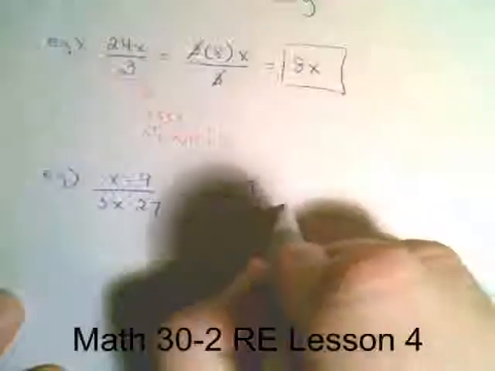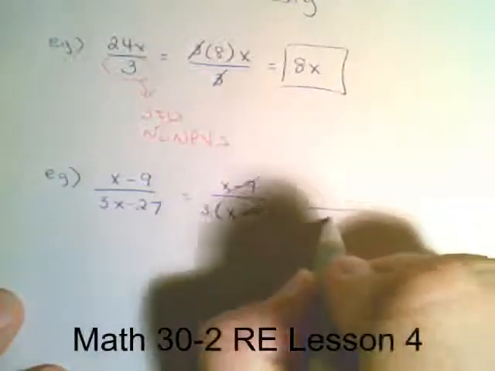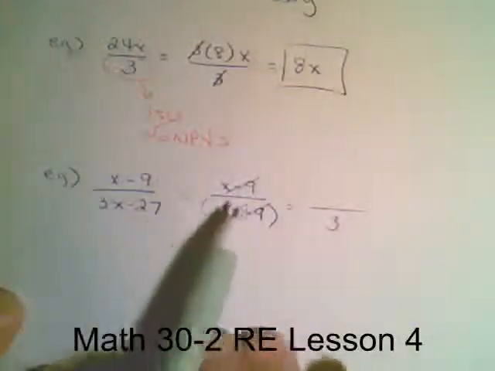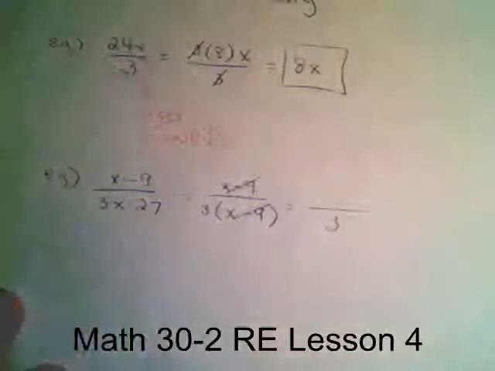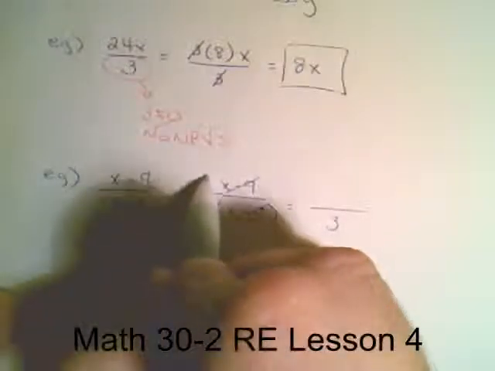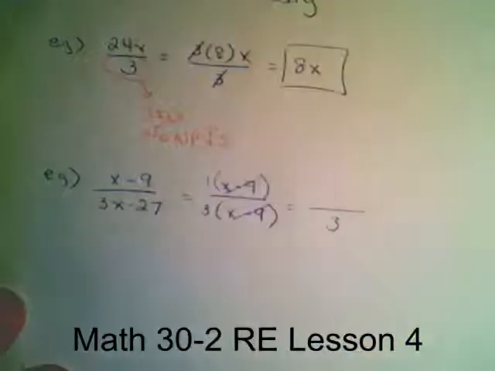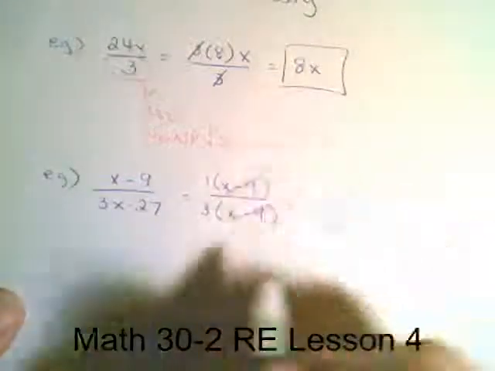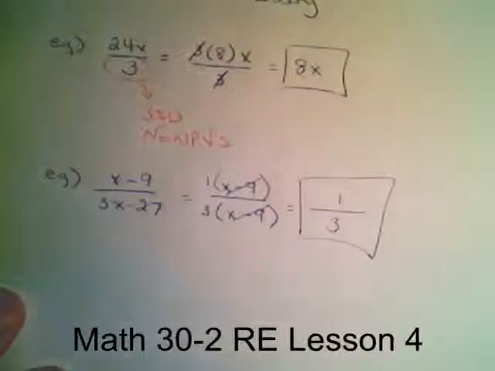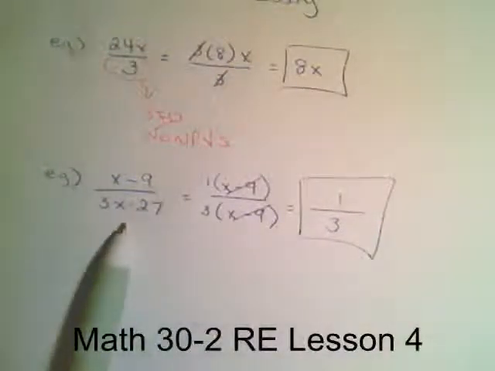Now when I'm looking at this one, I say, well, look at that. The x minus 9's are common, so I can cancel them out. Now the fraction is still there, so it's something over 3. You ask yourself, what is that missing something? It's not 0. There's always a 1. You could have said that it's 1 times x minus 9. There is always a hidden 1. So this particular one reduces to 1/3.